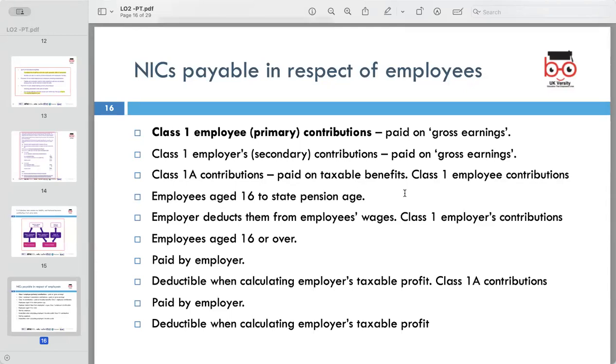Class 1 employee contributions are applicable to employees aged over 16, and they are deductible when calculating the employer's taxable profit. Class 1A contributions are paid by the employer and are calculated on taxable benefits provided to employees. Class 1A contributions are deductible when calculating the employer's taxable profit.